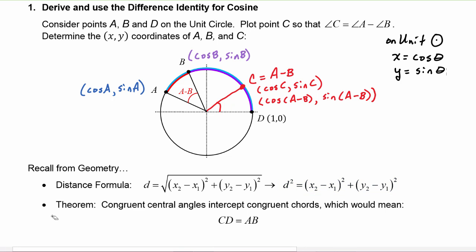Now, we are going to want to remember a theorem from geometry that says congruent central angles intercept congruent chords. So let's see what that would mean in our picture. We know that the angle here that we're calling angle C, the central angle here, is exactly equal to the central angle here. So that means the chords that are intercepted by those angles are going to be equal to each other.